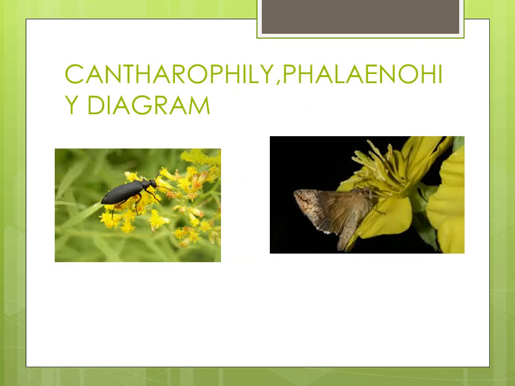Other types you can also see in the picture. The flower in the first figure is pollinated by a beetle. In the second, the flower is pollinated by a moth. A moth is different from a beetle. A beetle generally has strong wings, and a moth has very leathery wings. The moth generally visits during night time, and the beetle visits during daytime. That is the difference between beetle and moth. Those types are called Cantharophily and Phalaenophily.